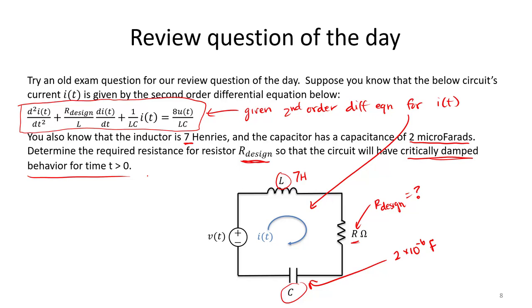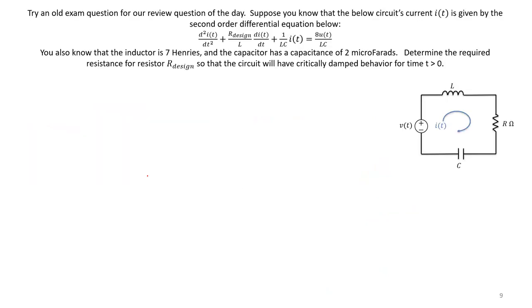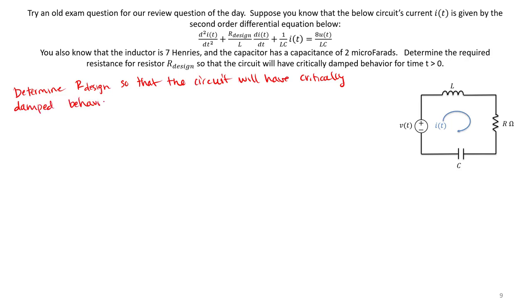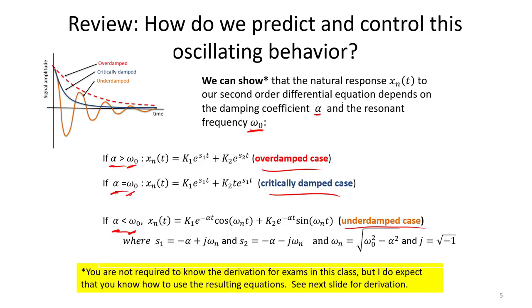So let's go ahead and give this question a try. We want to determine R design so that the circuit will have critically damped behavior. Okay, so let's remind ourselves, how do we know whether we are critically damped? Let's just briefly remind ourselves of the rules.